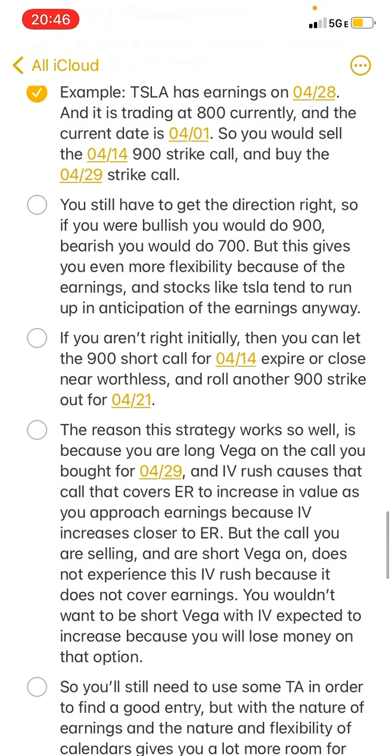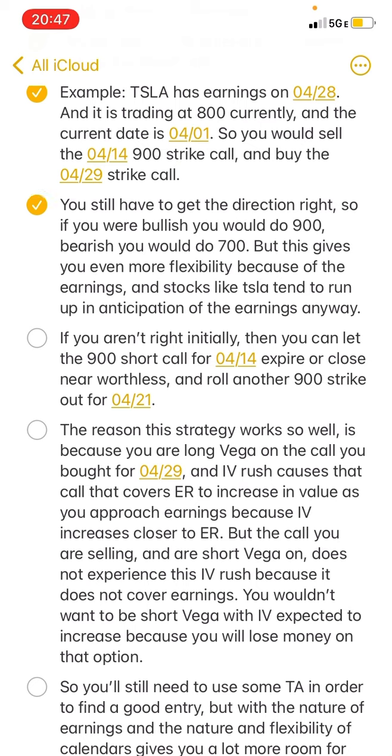So what I would do is I would sell the April 14th 900 strike call, and I would buy the April 29th 900 strike call, right? So you're picking the expiration that is the one in the week of the earnings, because that one's going to get the most increase in IV, okay? And we'll go over that more here in a bit.